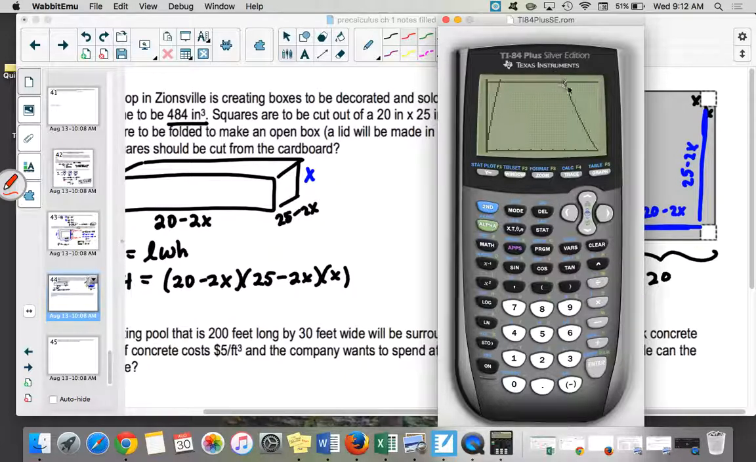Okay, this one's still okay because we went up to 10. Remember, 10 would be the worst case scenario, but we could have anything less than it. So we actually have 2 answers for this. So we're going to do second trace, and we're going to find the intersection point.